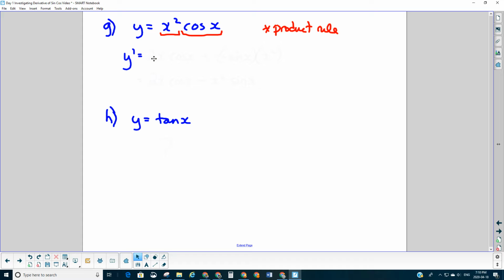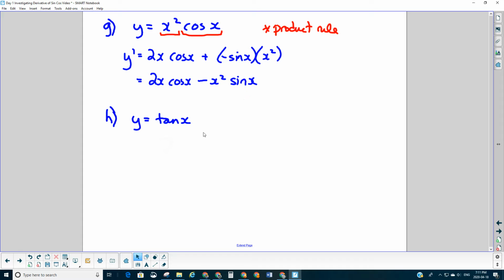The derivative of the first is 2x, times the second. Leave it as is, right? Derivative of the first times the second plus the derivative of the second. Well, what's the derivative of cos? It's negative sine x times the first. Okay, so derivative of the first times the second plus the derivative of the second times the first. Okay, we can tidy this up, of course. This second part, a plus times a negative, of course, gets us negative. I'll bring that x squared out front, and we have 2x cos x minus x squared sine x as the derivative of this product rule.